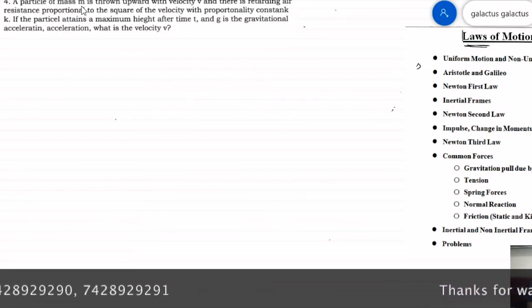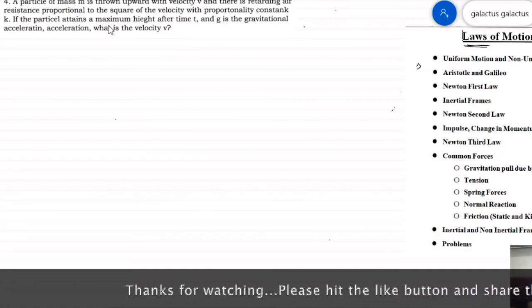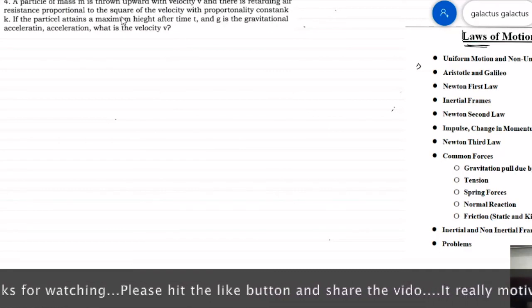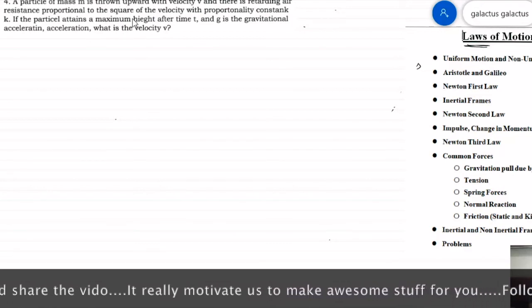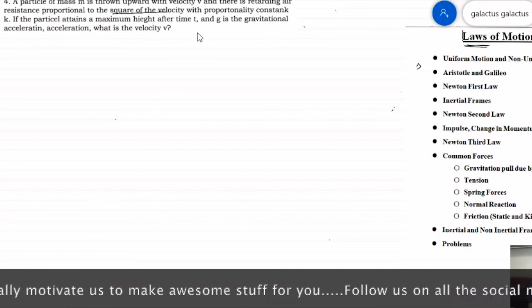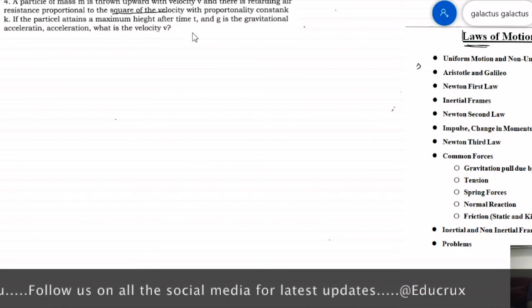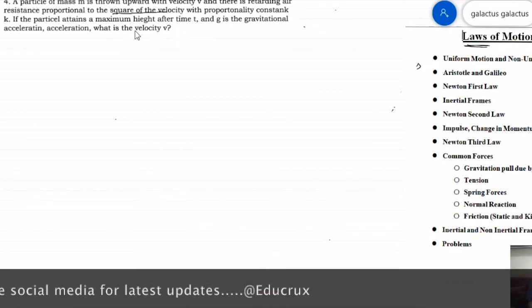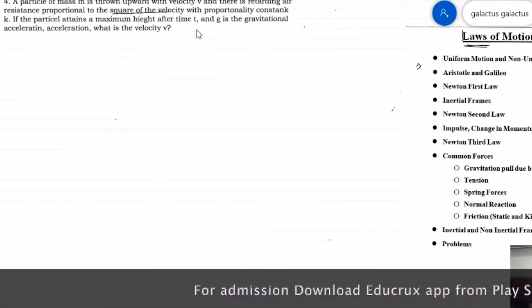We are given that we have a particle of mass m that is thrown upward with a velocity of v, and other than experiencing the gravitational attraction from the earth, it also experiences a drag force which is proportional to the square of the velocity. If the particle attains a maximum height after time t, we have to calculate the velocity v, which is dependent on time. So we have to calculate velocity at a time t at which the particle attains a maximum height.